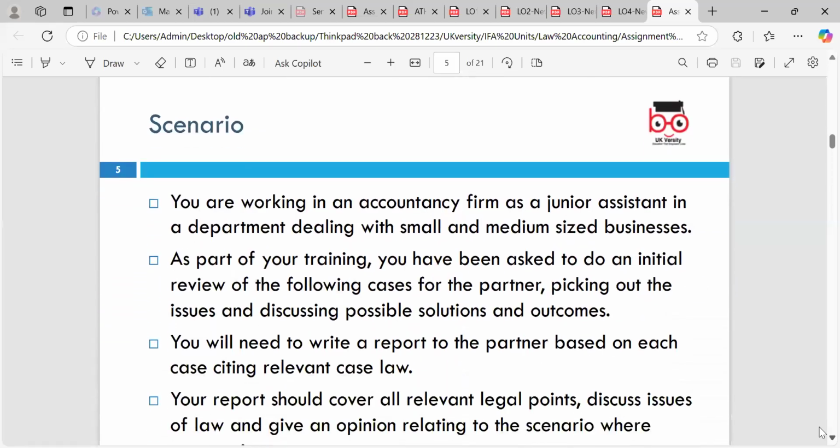You've been given a little scenario in your assignment brief, please follow it. You are working at an accounting firm as a junior assistant in the department dealing with small and medium-sized businesses. As part of your training, you have been asked to do an initial review of the following cases for the partner, picking out the issues and discussing possible solutions, and you will write a report to the partner on each case, citing the relevant case law.